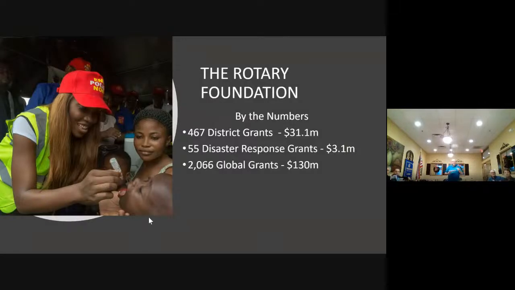By the numbers, over the last, I don't know exactly when this was calculated, but so far this year there have been 467 district grants for a total of $31.1 billion, 55 disaster response grants for $3.1 million, and 2,066 global grants for $130 million.